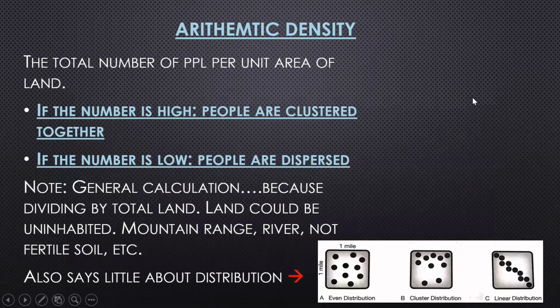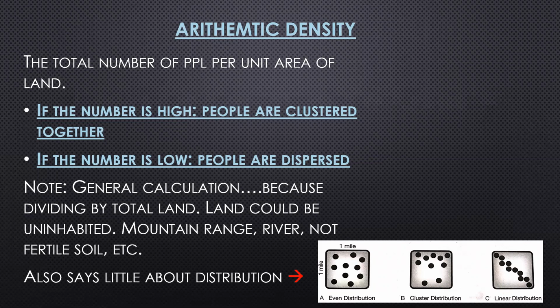All right. So arithmetic density simply calculates the total number of people per unit area of land. Usually when we see general population density maps, it's arithmetic density, so the general number. If the number is high, that means people are clustered together. If you see that the number is low, it means people are dispersed. Like I said, this is a general calculation because we're just dividing by the total amount of land.